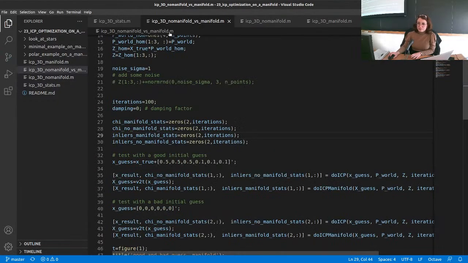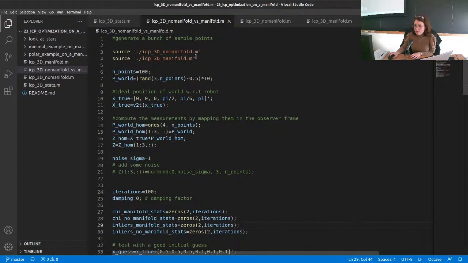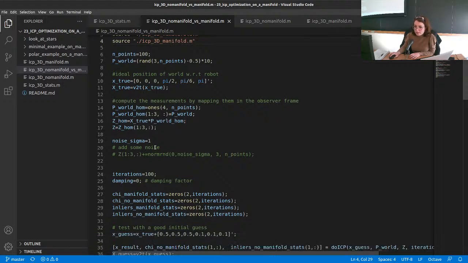Let us start with the script, which is called ICP 3D no manifold versus manifold. As you can see, we are sampling a set of points in the world frame using the random function. We are defining a ground truth for the world to robot transformation, and we are computing the measurements, which are points in the robot frame, by applying the ground truth transformation to the points in the world frame. At this point, we have the set of points in the world and the corresponding set of measurements, which are generated synthetically.